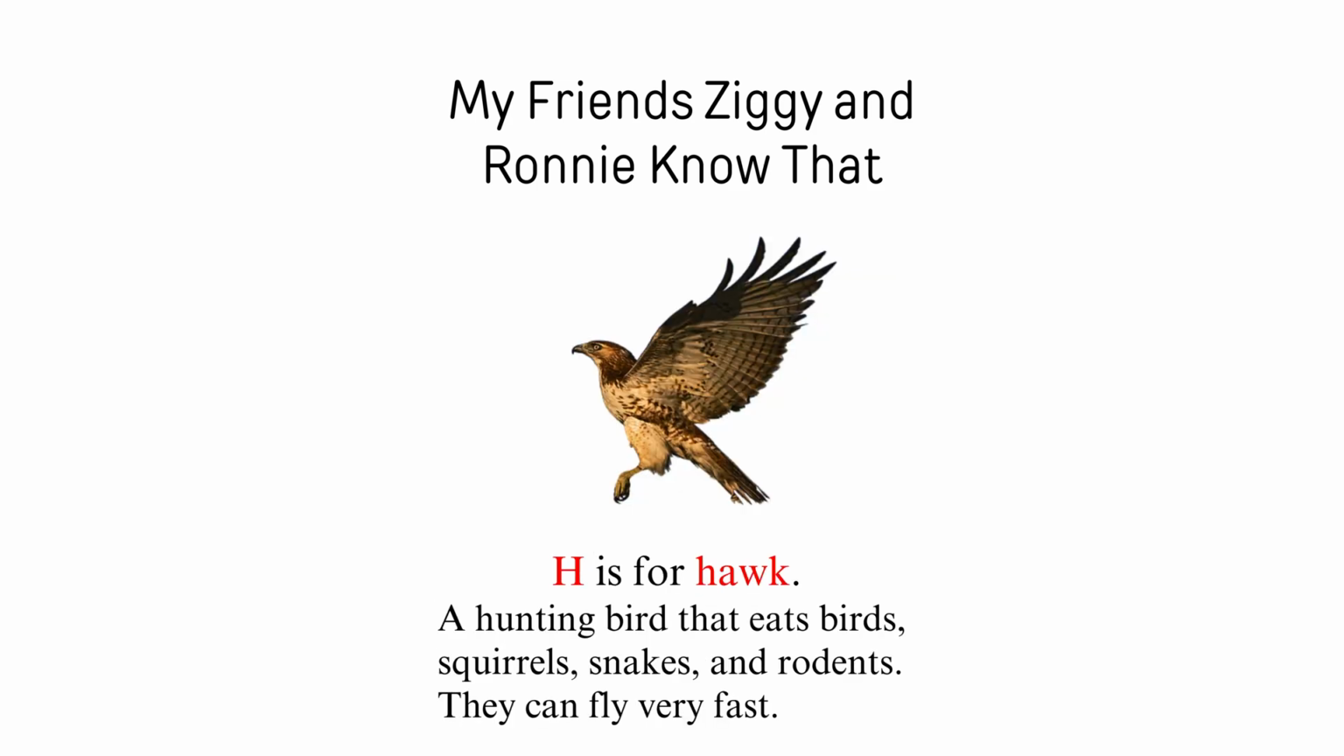My friends Ziggy and Ronnie know that H is for hawk. A hunting bird that eats birds, squirrels, snakes, and rodents. They can fly very fast. What are the types of hawks in the area where you live? What makes hawks different from other birds you know?